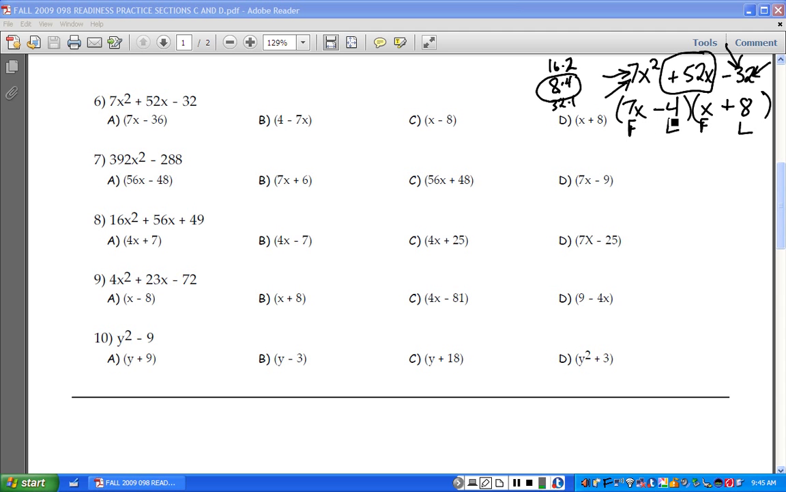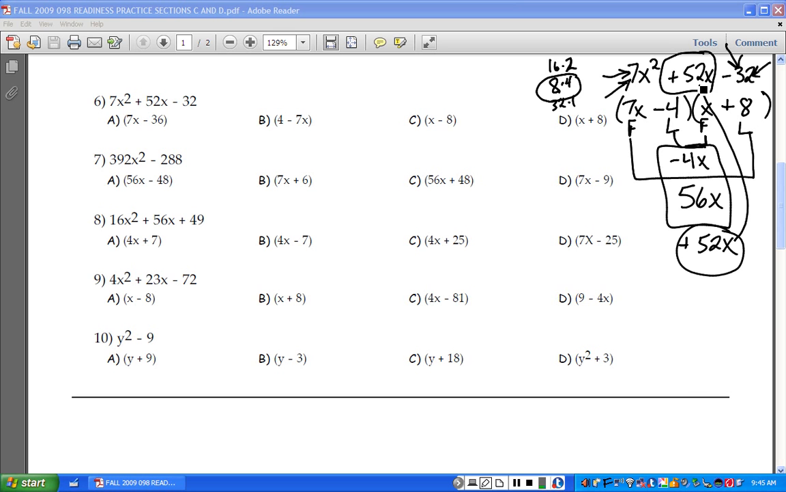So again, we have our two binomials, we're finished, but it may not be the right answer. We have to check by looking at the outside and the inside combination. On the outside we get 56x, on the inside negative 4x, and when we combine these two like terms, that gives us positive 52x, which does check out. So positive 52x is what we were looking for in the middle, our middle term. So we see our answer is 7x minus 4 times x plus 8.